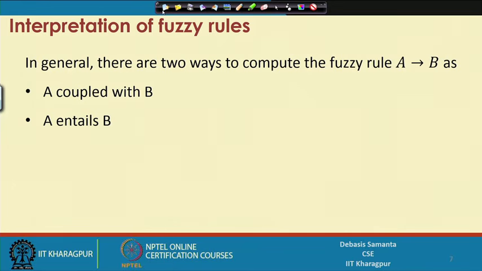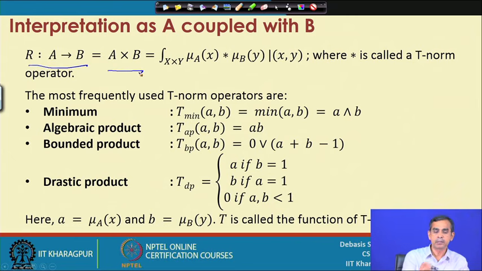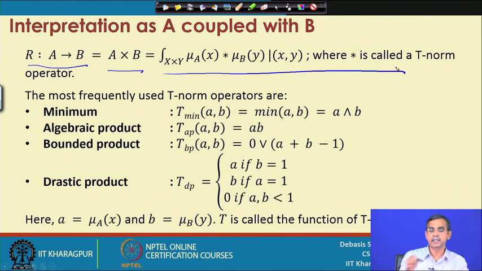Anyway, let us see what the different methods are which belong to A coupled with B and A-entails-B. Let us first start with A coupled with B. Usually the relation is in this form, A cross B, instead of only the min operation that we have already discussed. So, it takes the general form which is expressed here.